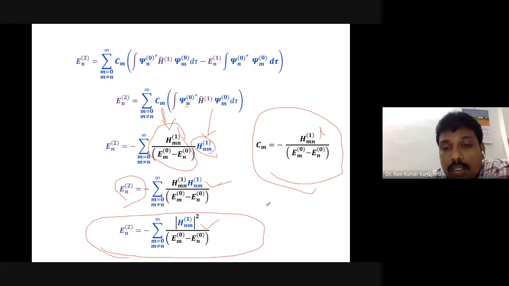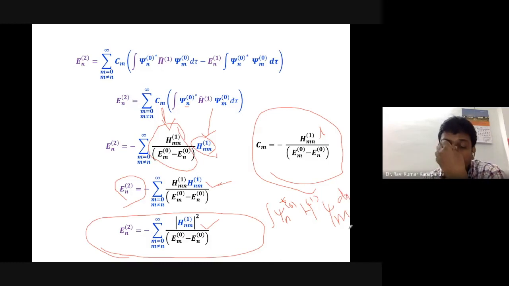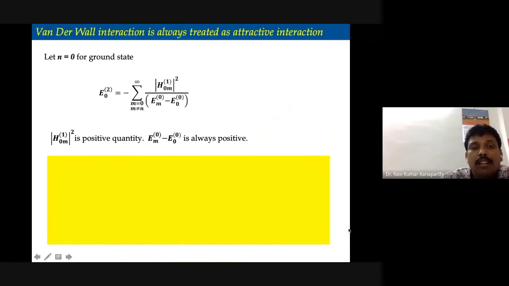That object is nothing but the integral of psi_n^0 star, multiplied by the Hamiltonian that corresponds to the perturbation, and multiplied by psi_m, d tau. So that is that object, and it is the square. You have to basically evaluate the integral and take the square of it. So obviously you can see here that particular object is going to be a positive number.